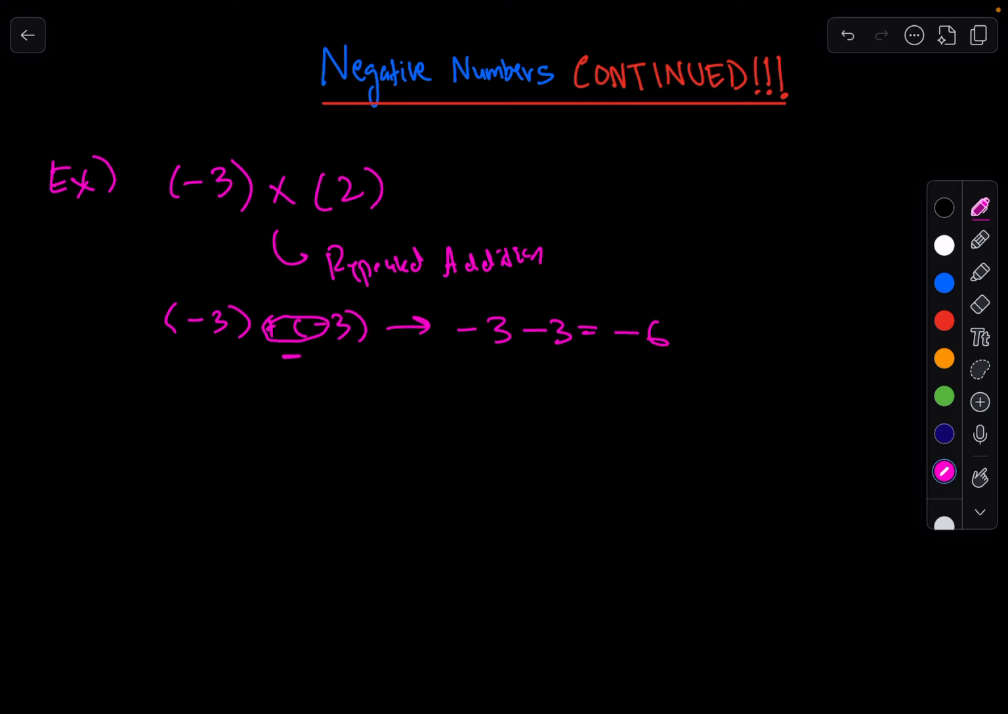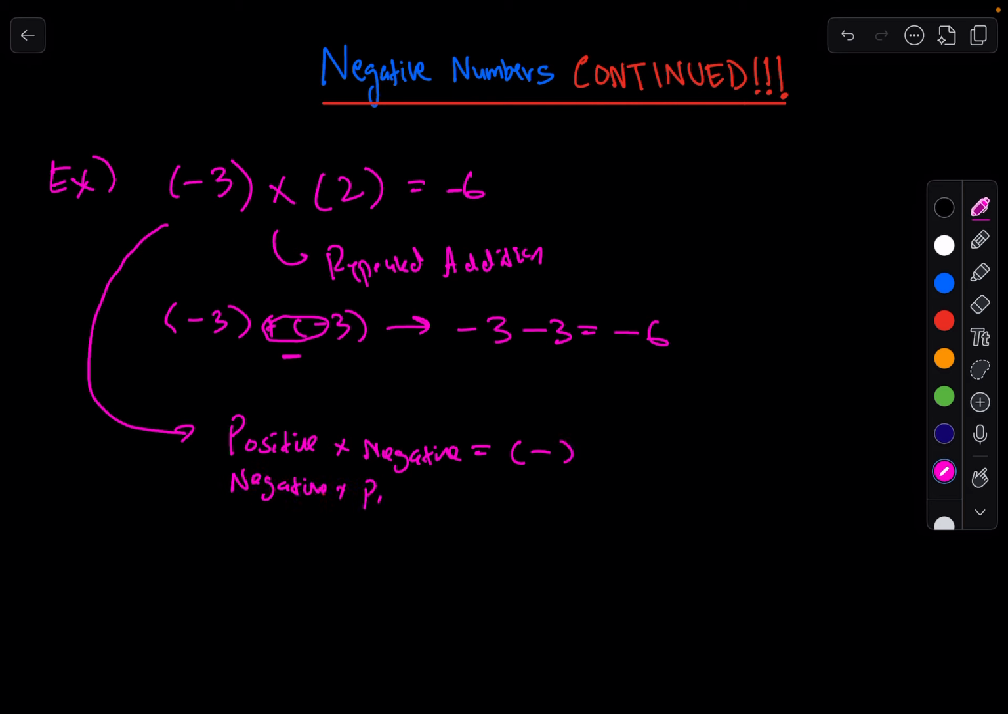Now, if we do that, we get -6. And if you look, 3 times 2 is 6. All we have to do is just carry the negative sign. And this is the first rule. A positive times a negative will equal a negative. A negative times a positive will also equal a negative. And this is how it works.